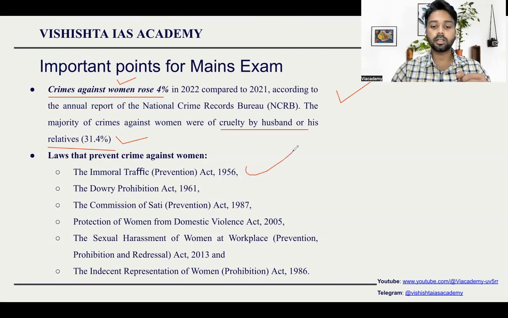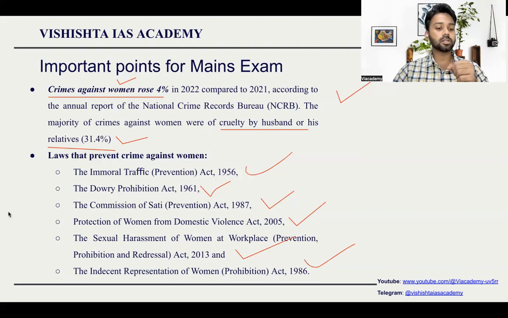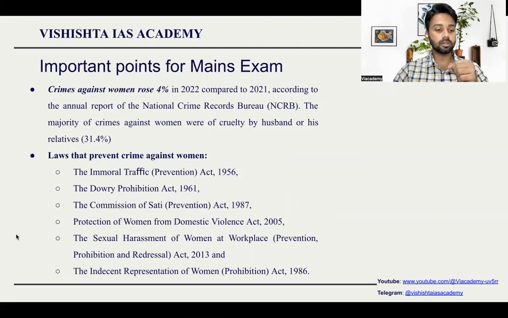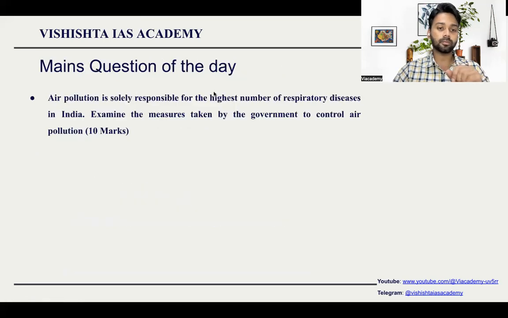Immoral Trafficking Prevention Act, 1956. Because of this act, trafficking in women has become a crime. The Dowry Prohibition Act is there. The Commission of Sati has been prevented with this particular act. Protection of Women from Domestic Violence Act. The POCSO Act is there. Apart from that, the Sexual Harassment of Women at Workplace Act is there. The Indecent Representation of Women Act is there. So you need to have at least a basic idea of these acts. You can make a separate note of it and try to write 2-3 lines at least about all these acts.